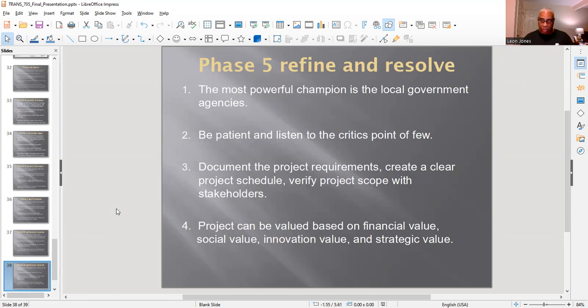Now, who are your stakeholders? Your stakeholders are generally your workers. You have stockholders and your stakeholders. Your leadership team on down to the design personnel, and you also have stakeholders within the government. Now, again, a project can be valued based on financial value, social value, innovation value, and of course, strategic value.